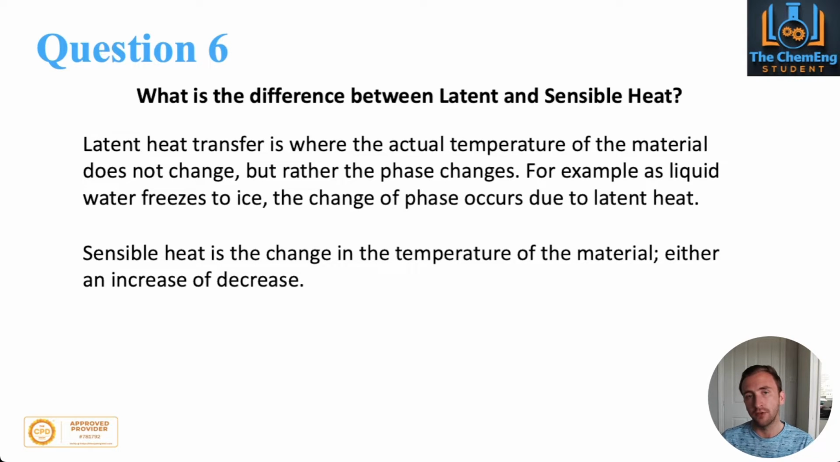So usually if you were to put, say, something in a freezer, the cycle would be that you lose sensible heat down to 0 degrees Celsius. Then a phase change or latent heat will occur, i.e. we go from the liquid to the solid. Once we have become solid, we then lose further sensible heat. So that's the key distinction between these two types of heat transfer.